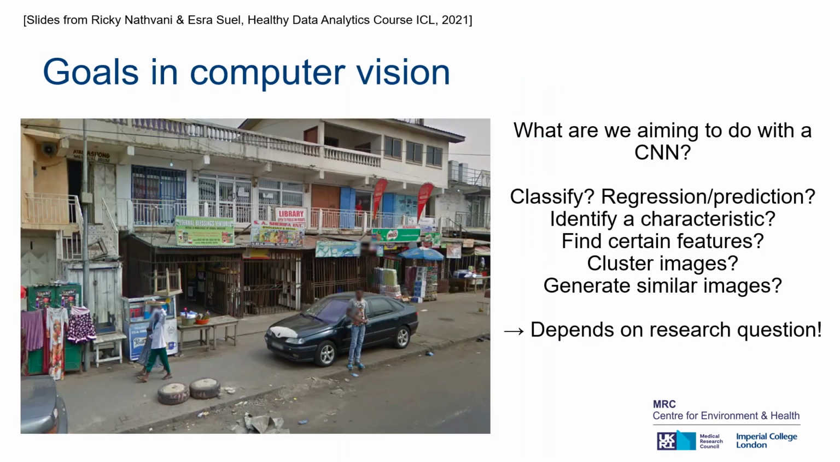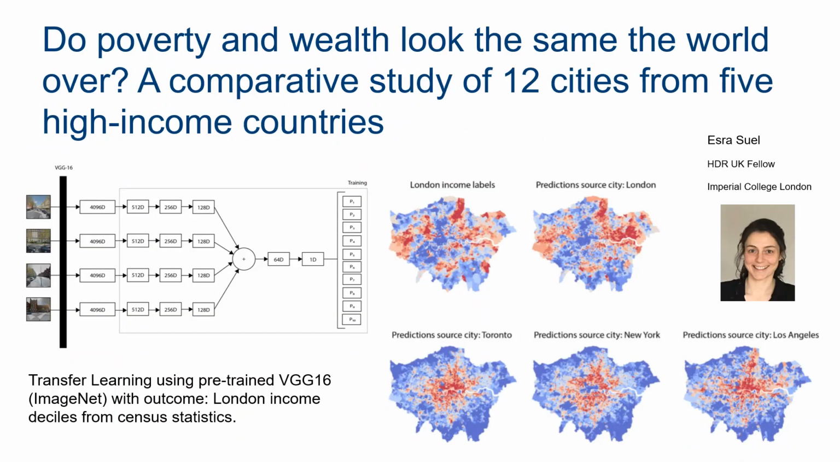So what is our goal with a CNN? Is our goal to classify? Do we need to predict an exposure using regression? Are we trying to identify characteristics of the urban environment or to find certain features? Do we have labels, or are we looking at how we could cluster images in an unsupervised manner in the absence of labels? How can we generate new images which are similar using a generative network? All of this depends on the research question. So let's look at some research.